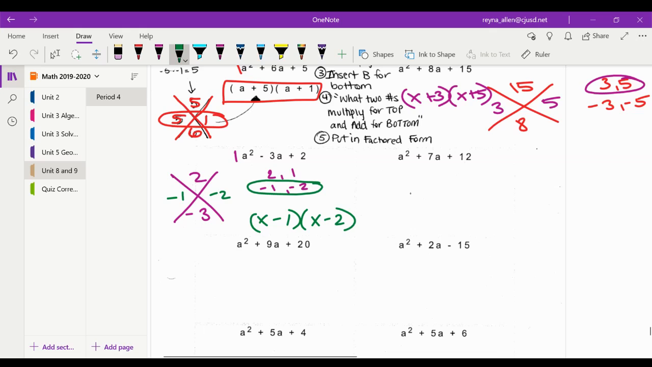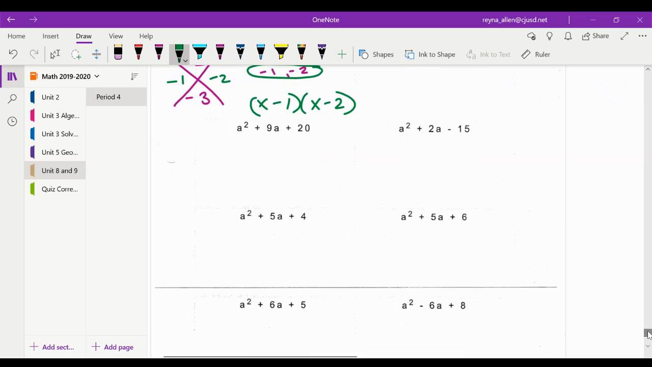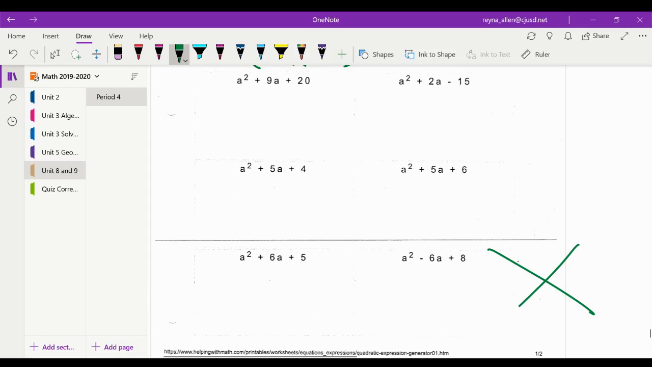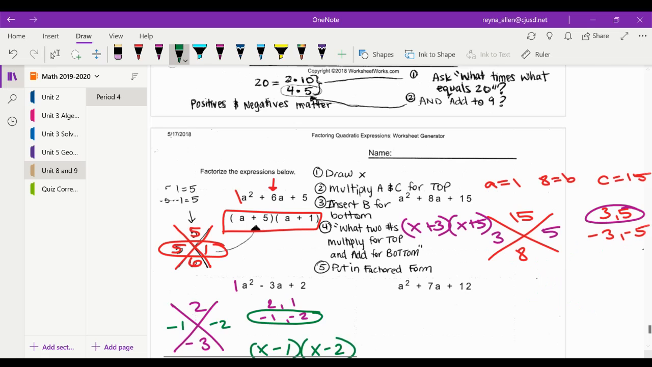One more, and then I'll have you guys, well, let me choose one towards the bottom. It probably gets more difficult as you go down. So draw your X. 1 times 8 is 8. Put that negative 6 down at the bottom. Factors of 8. We got 2 and 4. We got 8 and 1. We need to make negative 6. I don't think the first one's going to work. So that's going to be a negative 2 and a negative 4.